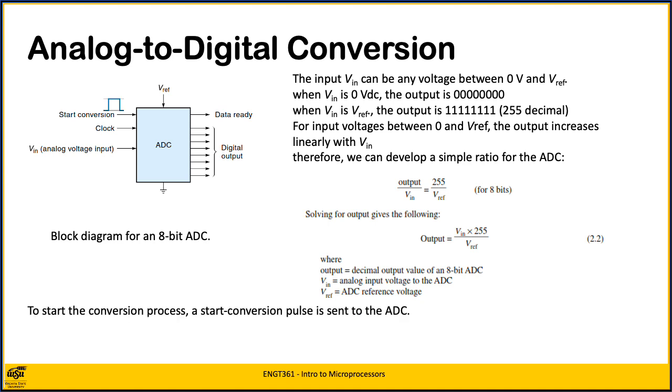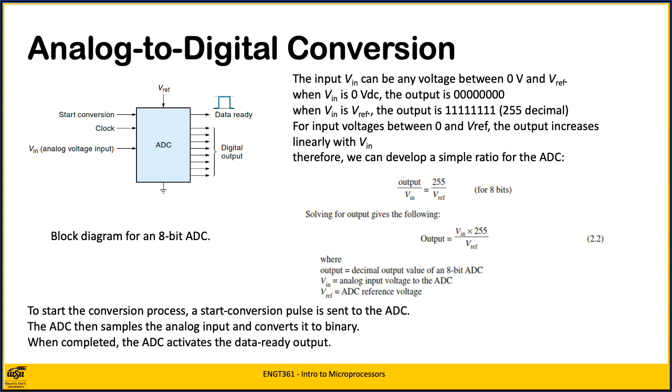To start the conversion process, a start conversion pulse is sent to the ADC. The ADC then samples the analog input and converts it to binary. When completed, the ADC activates the data ready output. The signal can be used to alert the computer to read the binary data.